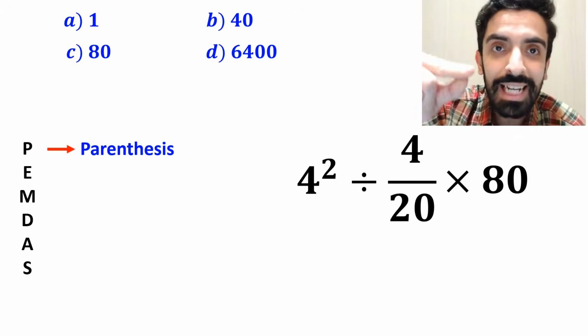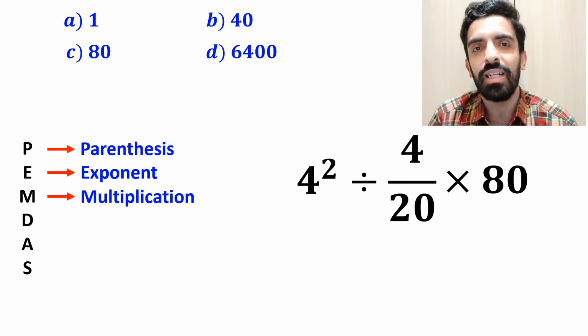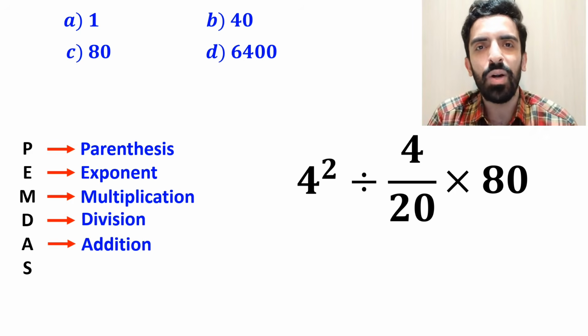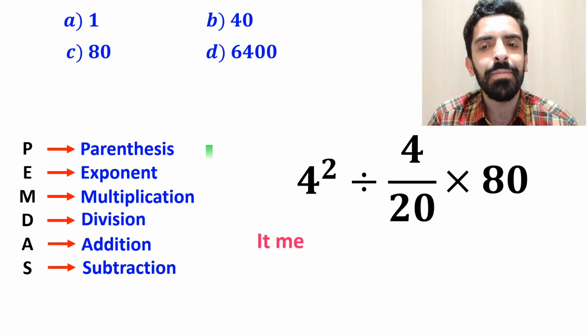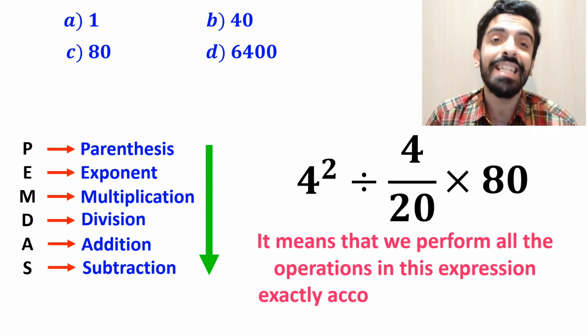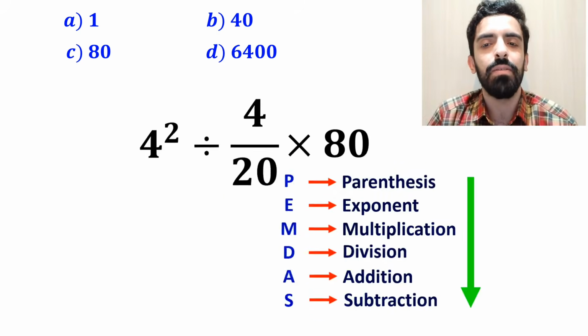In this rule, P stands for parentheses, E stands for exponent, M stands for multiplication, D stands for division, A stands for addition, and S stands for subtraction. It means that we have to perform all the operations in this expression exactly according to the PEMDAS rule in order from top to bottom.